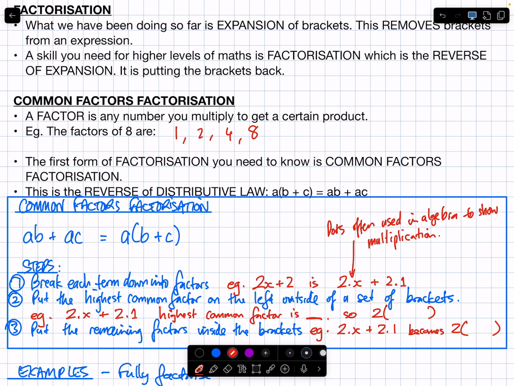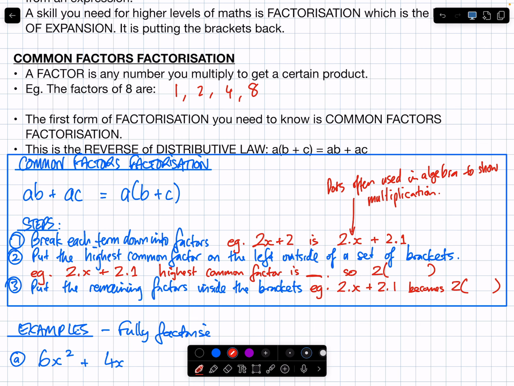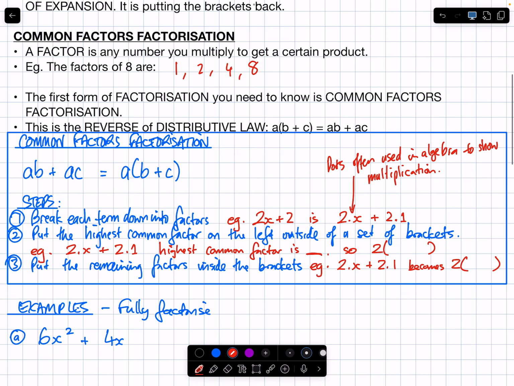The same thing applies in algebra, because in algebra, when you don't write a sign, it means multiplication. So the first kind of factorization I'm teaching you is called common factors factorization. It's the reverse of distributive law. Get the rule down. This is the rule for how common factors factorization works, and then I'll step you through how to do one. So right now, can you just get common factors factorization and get that rule down? That's what could go on your cheat sheet.